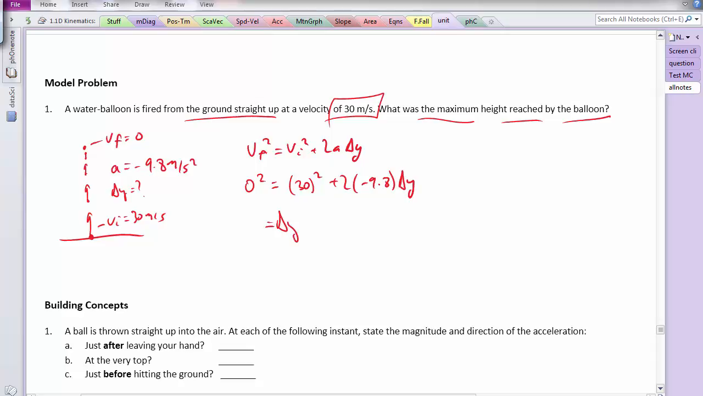If you plug that into your calculator, negative 30 squared divided by 2 times negative 9.8, you will get a delta y of about 45.8.